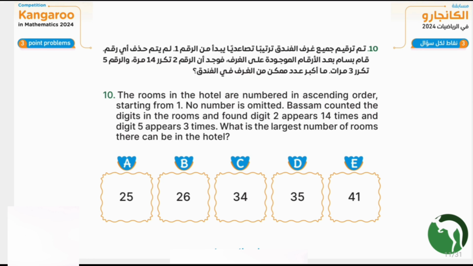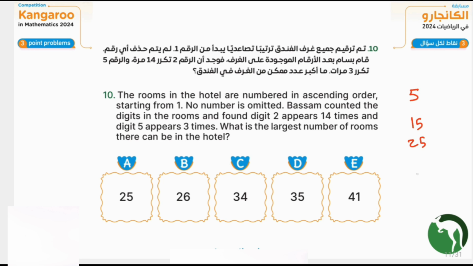Okay, now we have very important information telling us that the digit 5 is repeated 3 times, so it is repeated in 5 and 15 and 25. So we will not have 35. This one does not exist. Okay, now let's check the second piece of information.